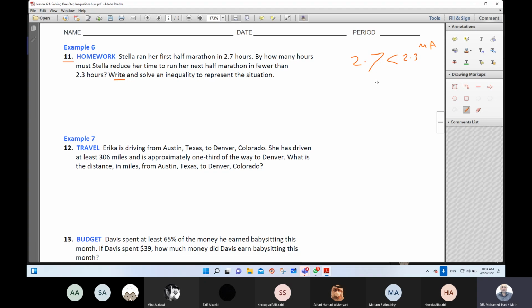Okay, listen to me, please. The first half marathon, 2.7 hours. And how many hours does h, the variable, represent here? How many hours must Stella reduce her time to run the next half marathon? The next half marathon in fewer than. Fewer than means less than. And this is the variable h.